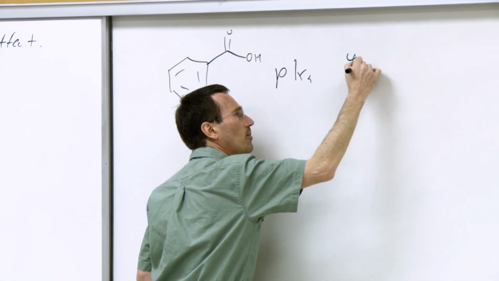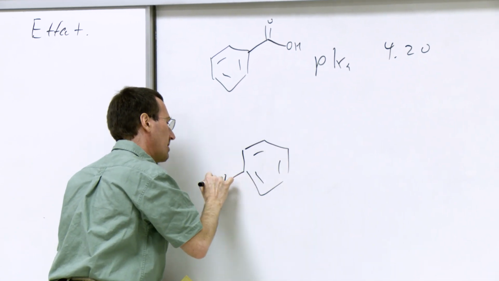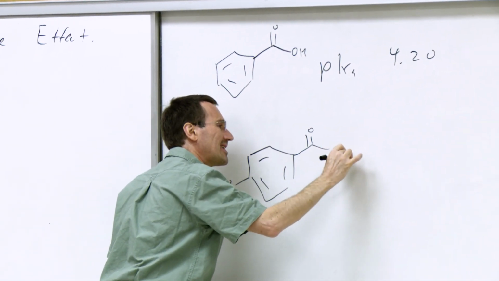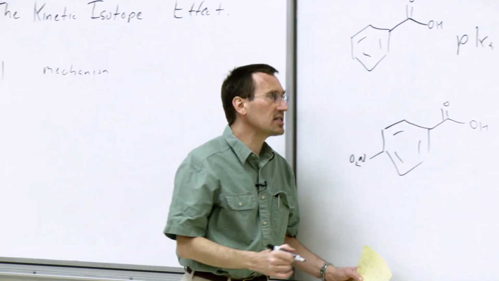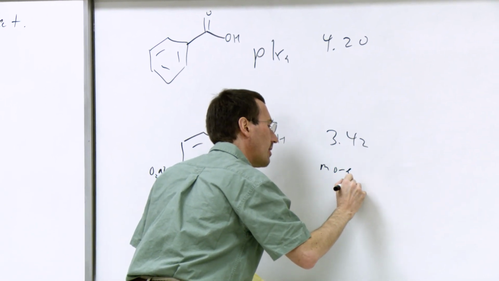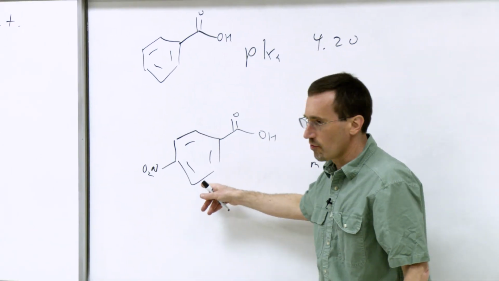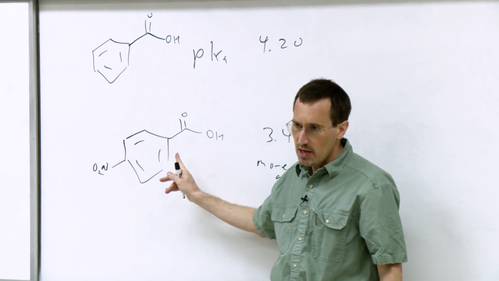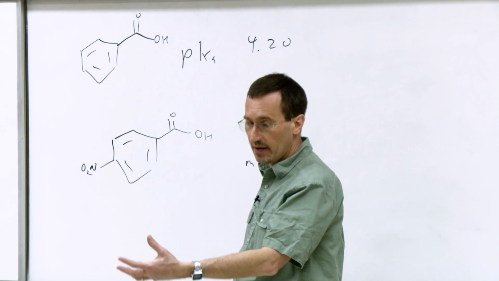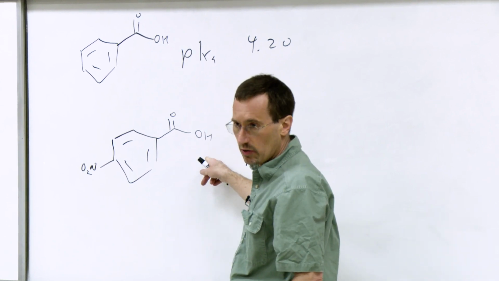So the pKa of benzoic acid itself is 4.20. If we take para-nitrobenzoic acid, it is substantially more acidic than benzoic acid. Its pKa is 3.42. I'll write more acidic. That kind of makes sense. You've got the nitro group pulling away electron density. You're forming the carboxylate, so you're stabilizing the carboxylate. If you think about the reaction, you're favoring the product of dissociation.